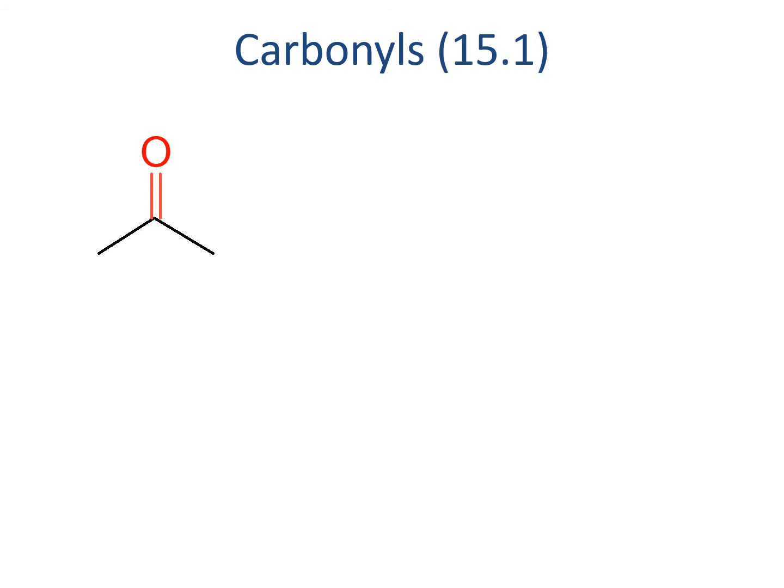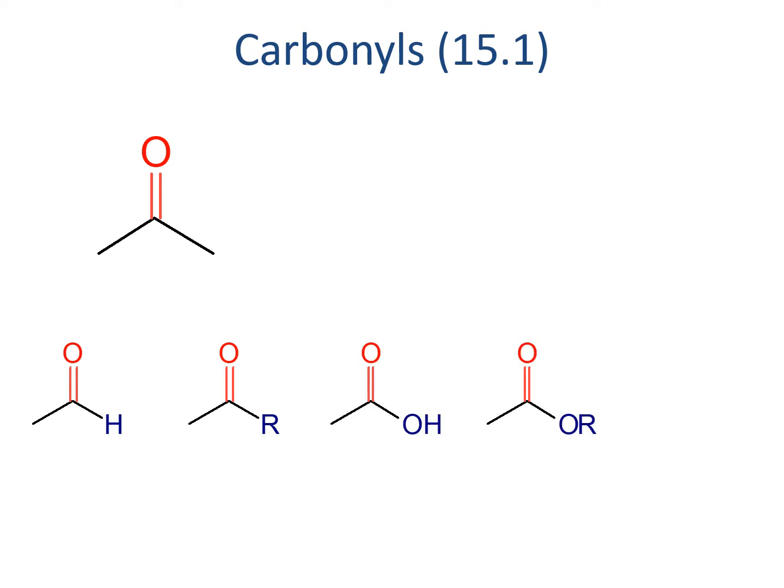In chapters 15, 16, and part of chapter 17, we'll be dealing with compounds that have a double bond to oxygen, a part of the molecule we call a carbonyl. You can see it highlighted in red. The carbonyl itself isn't the functional group, but it is a piece of several different functional groups. Aldehydes and ketones that we'll talk about in this chapter, carboxylic acids and esters in the next chapter, and amides in chapter 17. All molecules with a carbonyl have a strong dipole.